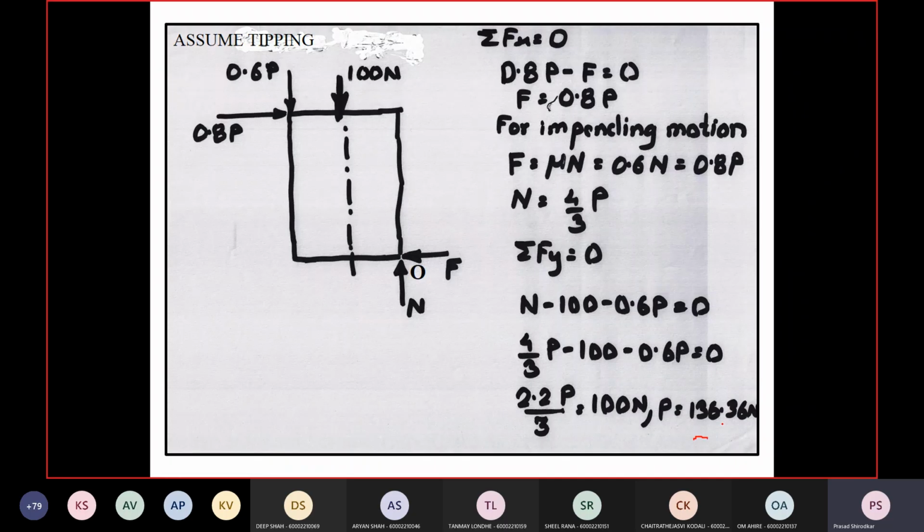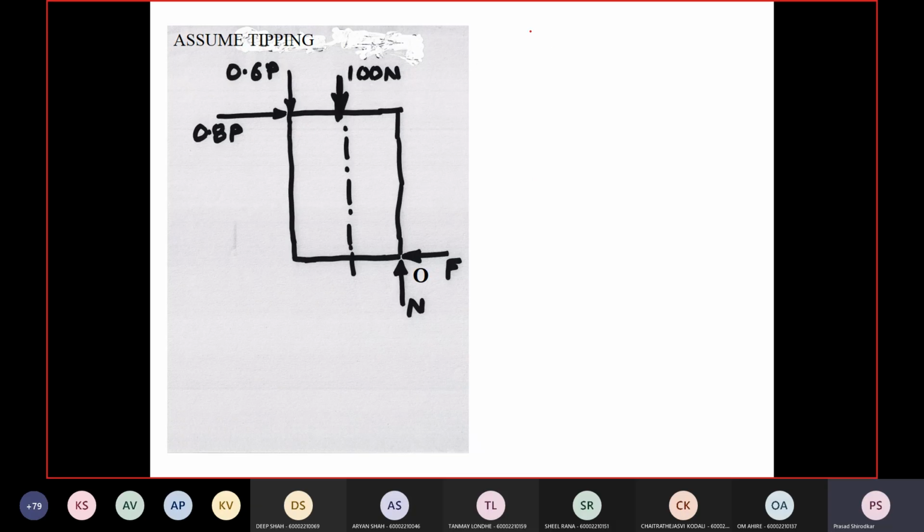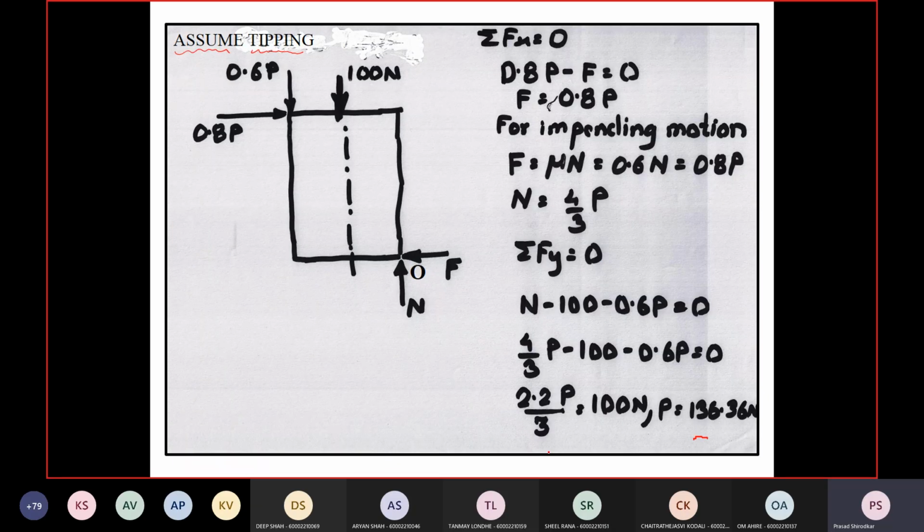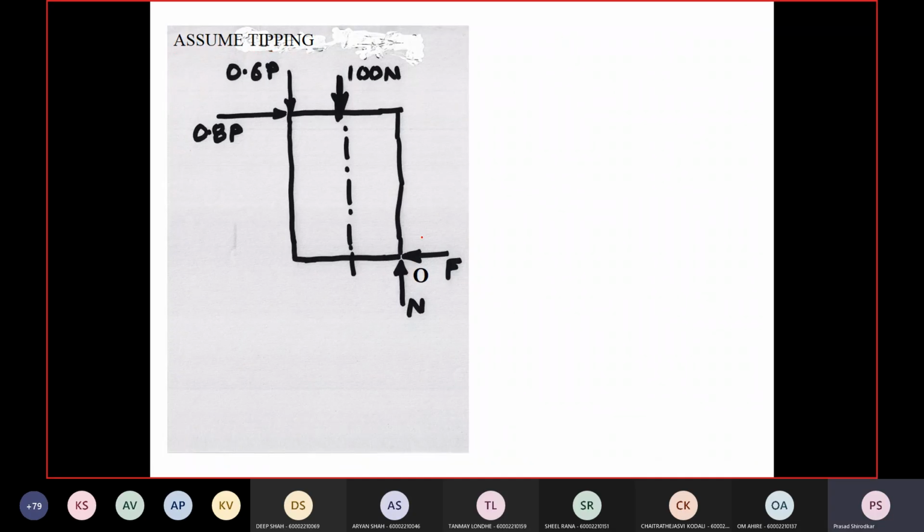Okay, now we are solving this based on the assumption that this is tipping. We are assuming this tipping, but this has to be verified. So let's verify that. We have to see whether this P is exceeding the impending limit. It should not exceed the impending limit. So calculate moment about O, summation M about O, and find out if it comes to 0. So I will just do the calculation.